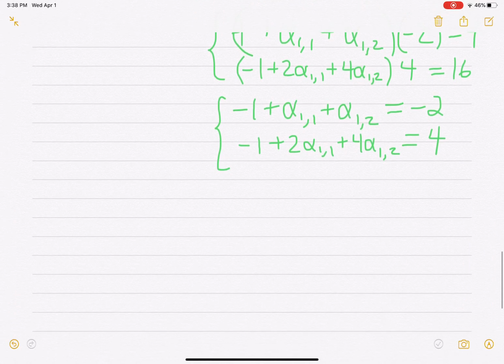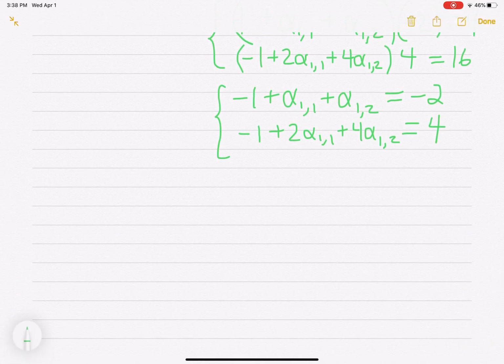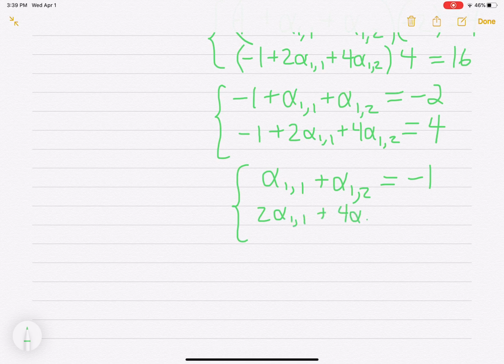Looks like we're going to have two equations and two unknowns. So I'm going to add 1 to both sides for each of those equations. We get alpha 1,1 plus alpha 1,2 equals negative 1 when I add 1 to both sides. And the other equation, 2 alpha 1,1 plus 4 alpha 1,2, I add 1 to both sides, I get 5. If you want to, you can set up a little augmented matrix. You can solve it by hand, but I'm going to quickly do an augmented matrix.